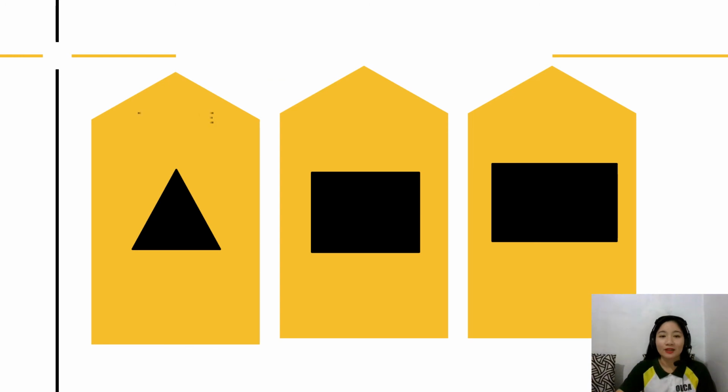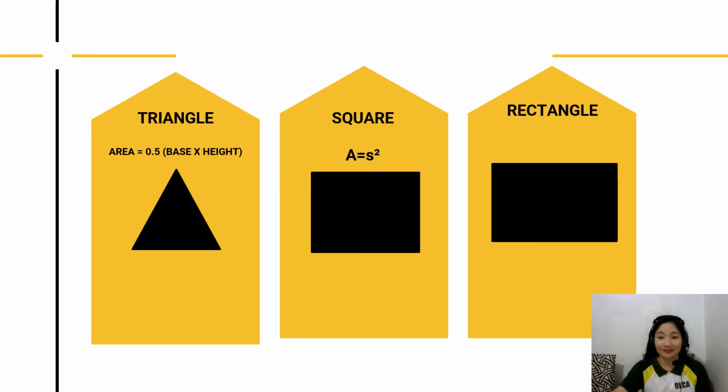Let's have the first one, the triangle. We have the given formula. Let's apply the formula, which is 0.5 times base times height. For the square, the formula is A equals S squared. For the rectangle, A equals length, represented by L, times width, represented by W. So let's have first the triangle.